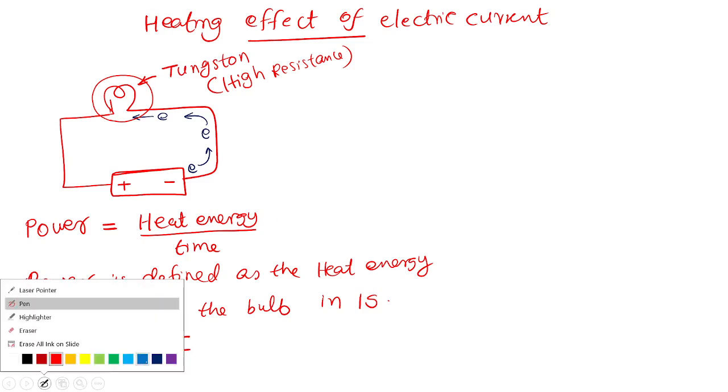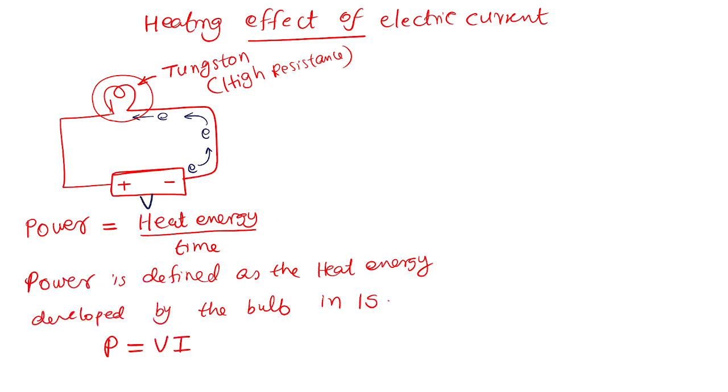This battery will have a voltage. The battery will have certain voltage, and some current will be flowing through the circuit. Understood? If you connect a bulb, the battery will have certain voltage and there will be some current. The product of voltage and current is the power. Power means the heat developed in 1 second. The more power means the more heat energy developed. So more brightness. More power means more brightness.